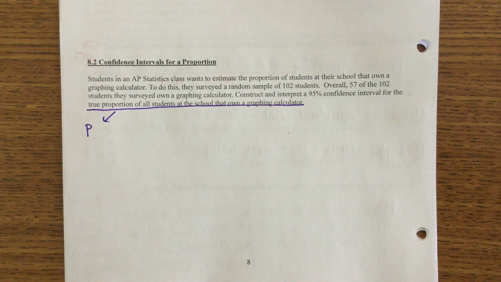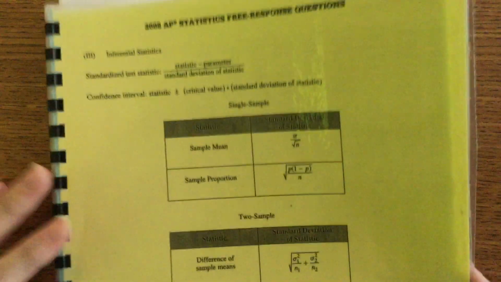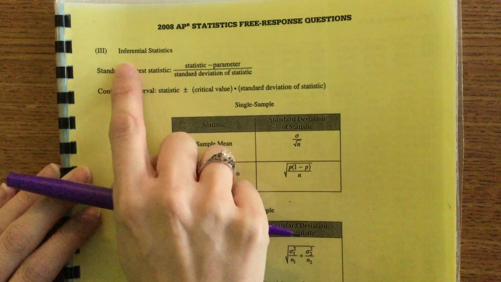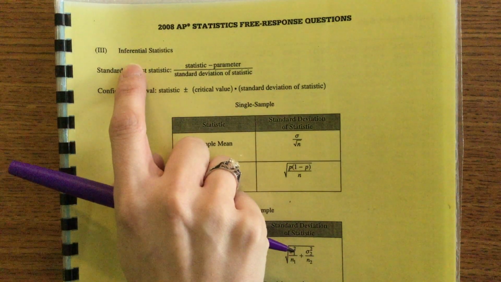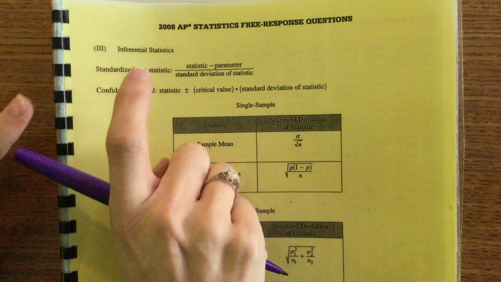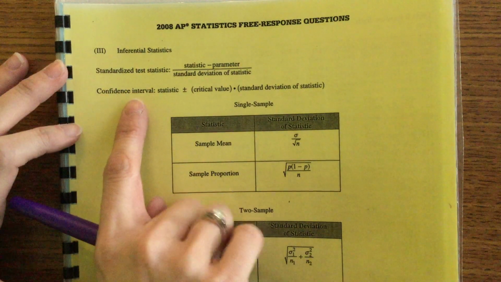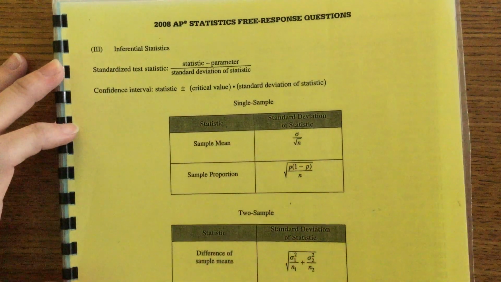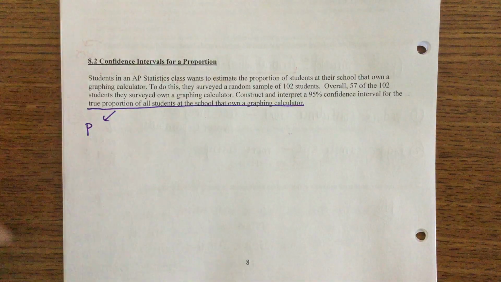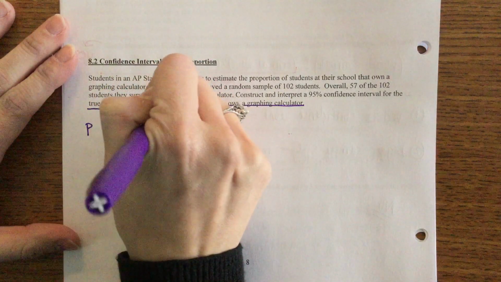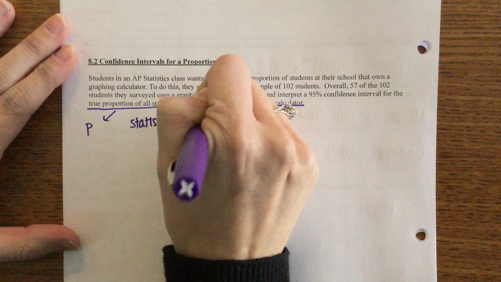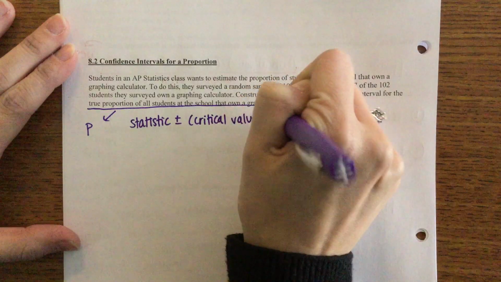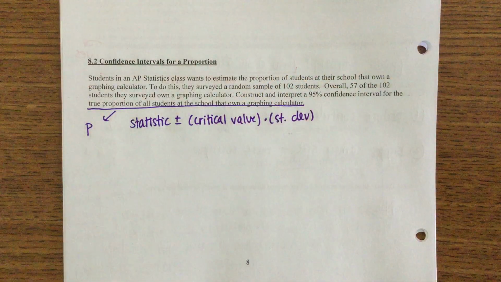Now, this is when I want us to go to the formula sheet. We will be starting on this third page. This is a page you haven't used before. It says Inferential Statistics. Inference is something we talked about when you take a sample and make a conclusion about the population. Here's the confidence interval formula. We wrote it down yesterday. Statistic plus or minus critical value times standard deviation of the statistic. I want us to write that down, and then we're going to figure out what all of those mean.